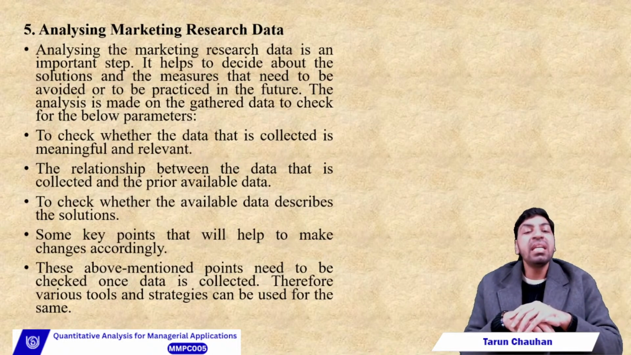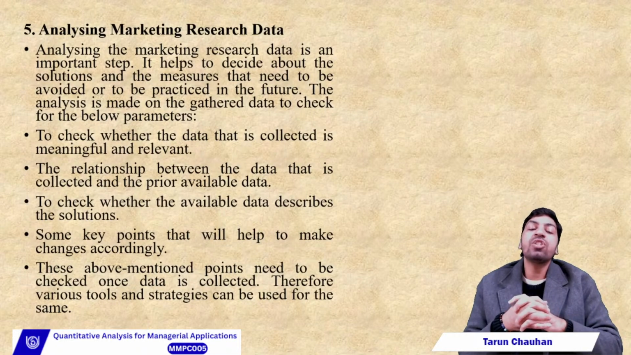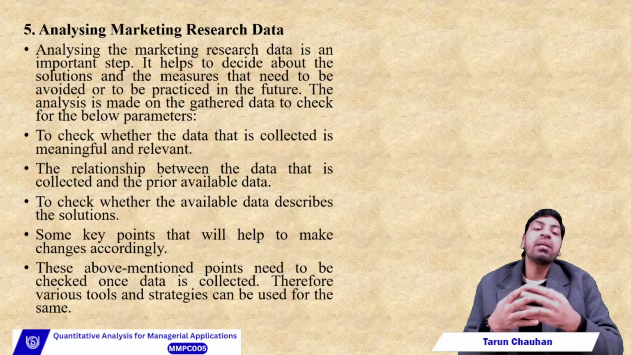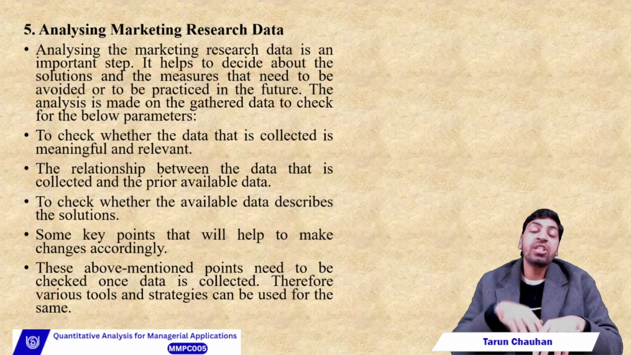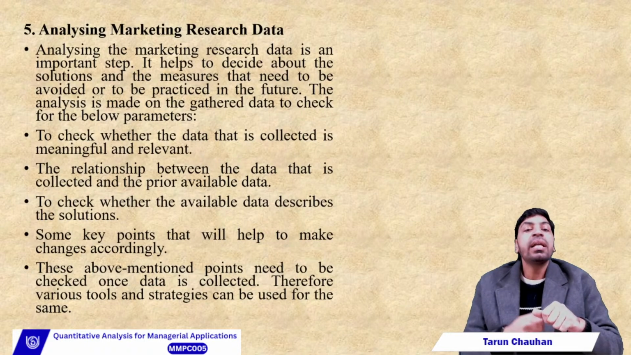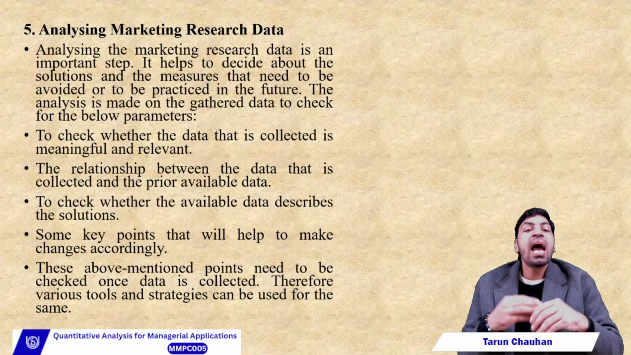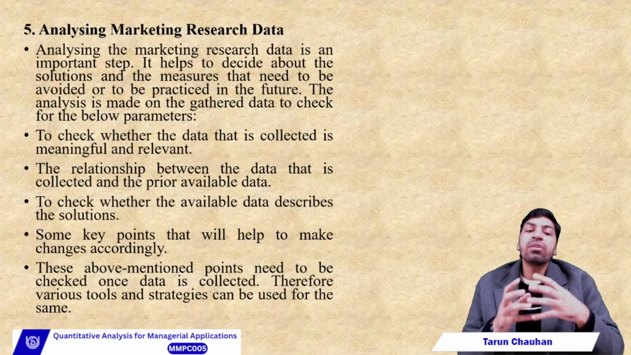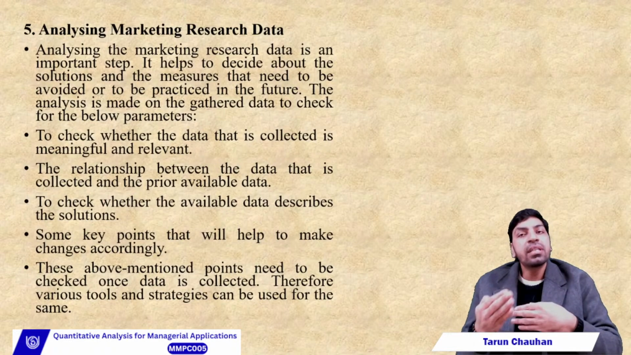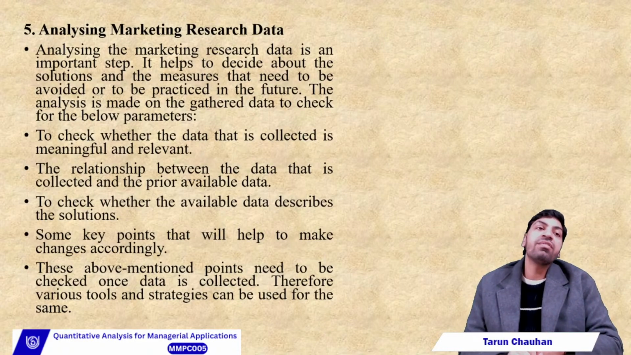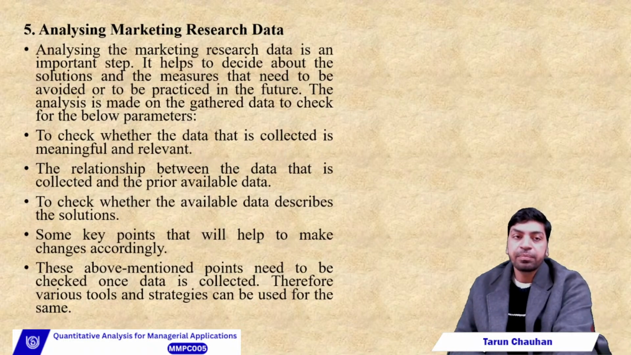Next one is some key points which always help to make changes accordingly. So just try to prepare the key points, so that if changes are required in the data collection process, definitely the changes could be done accordingly. And once you have done all these four parameters, automatically you can apply the statistical tools and strategies to analyze that data. So that is the fifth stage, analyzing the marketing research data.